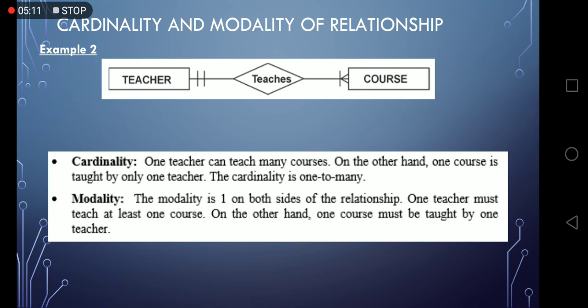Cardinality: one teacher can teach many courses. On the other hand, one course is taught by only one teacher. Cardinality is one to many. Modality: modality is one on both sides of the relationship. One teacher must teach at least one course. On the other hand, one course must be taught by one teacher.